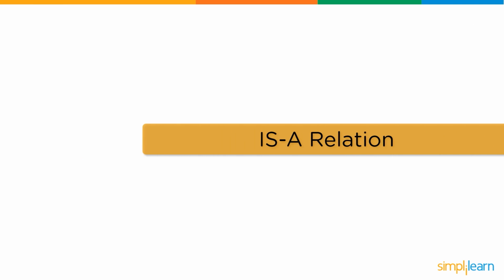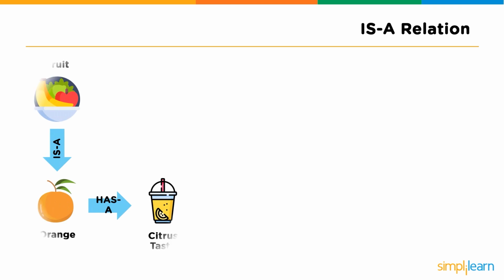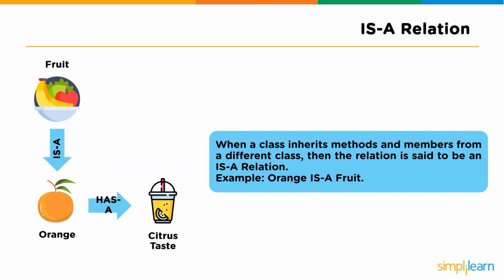Let us take a look at is a relation and has a relation. Now, these are vocabulary, but they're more of a concept, understanding how things fit together. And so when we talk about is a relation, when a class inherits methods and members from a different class, then the relationship is said to be is a relation. Examples, orange is a fruit.